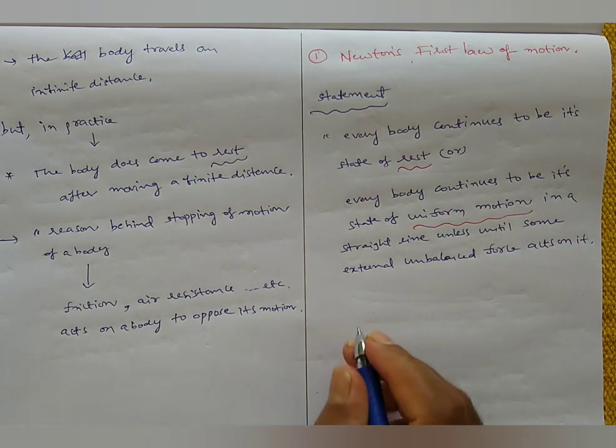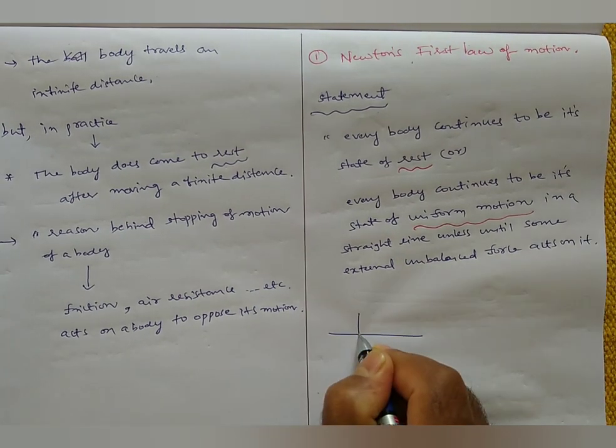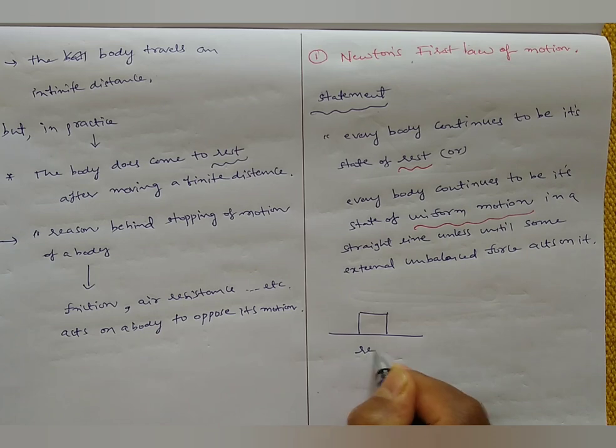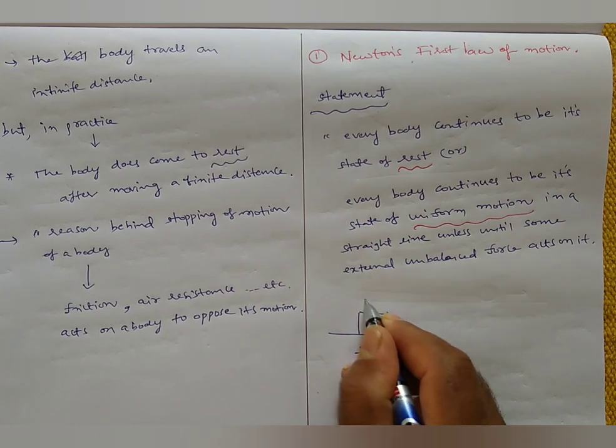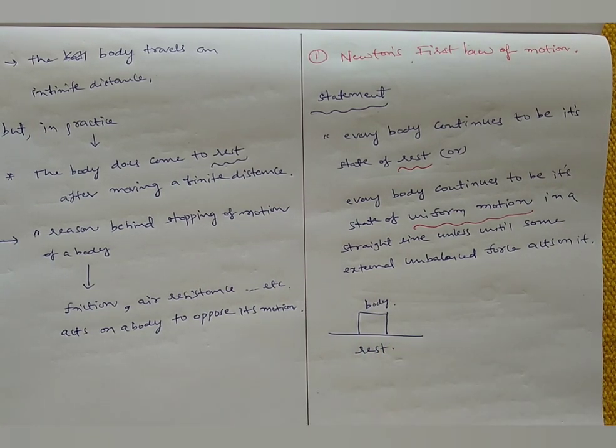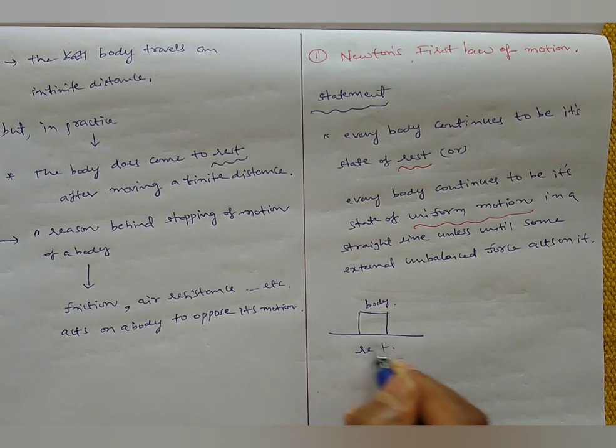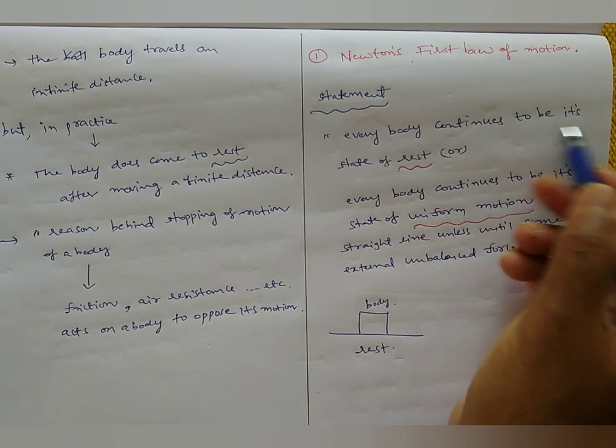That means, suppose take the first one. Initially this body is at rest, simply at rest. So this is the body. Unless until if you apply some force externally, if you apply some force on this object, then only this body will change its position, otherwise it remains at rest position. Suppose if you apply the force, then only the position of the body changes, otherwise it remains at the same position. That's why every body continues to be in its state of rest.